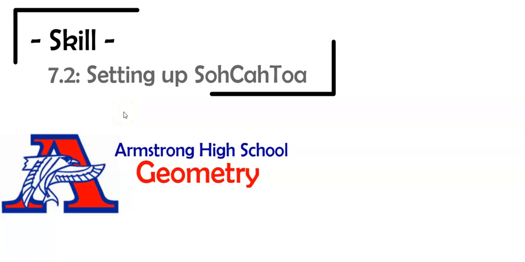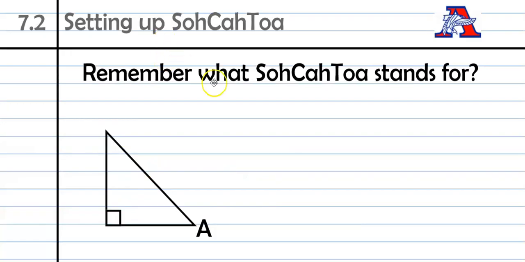Hey guys, this is 7.2 setting up SohCahToa, and this will be a pretty quick lesson, so it should be a good one. First of all, I just want to make sure that we remember what SohCahToa stands for from the last lesson. I have a triangle set up here with an angle A, and I want to remind us how to label the sides.